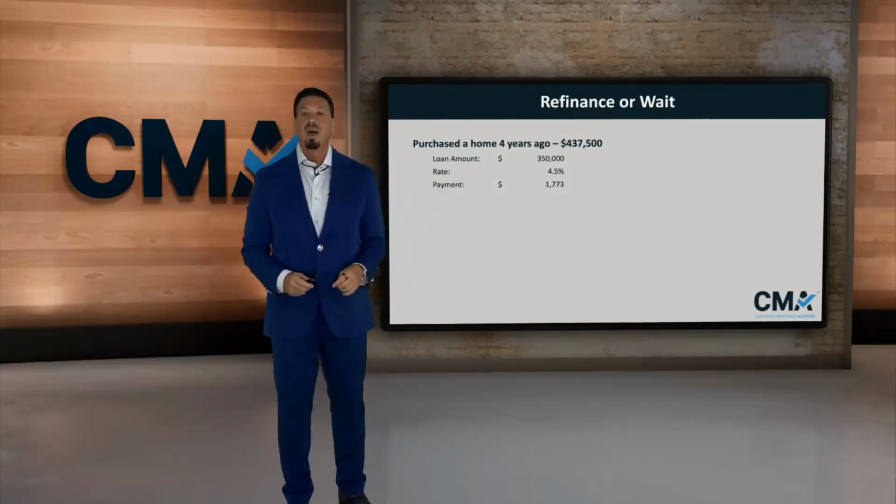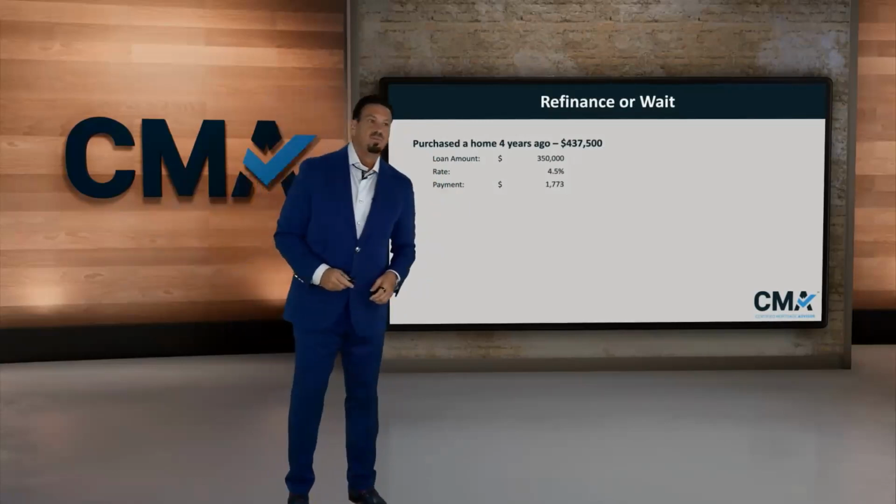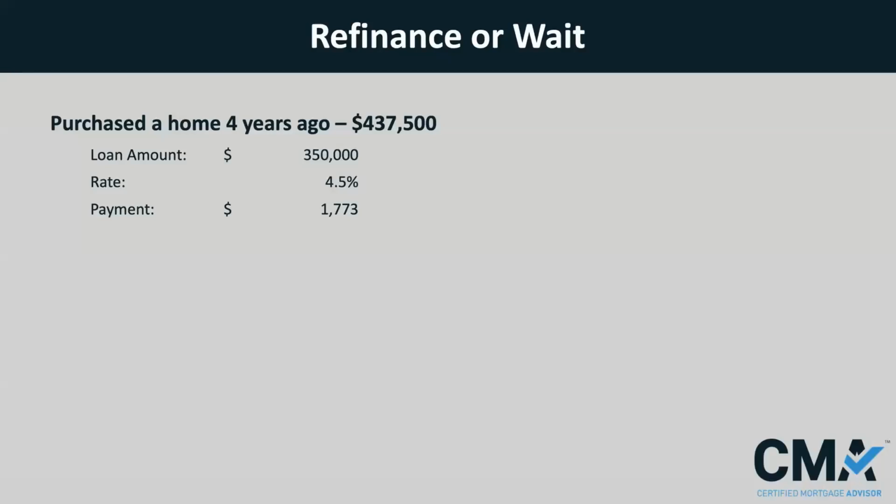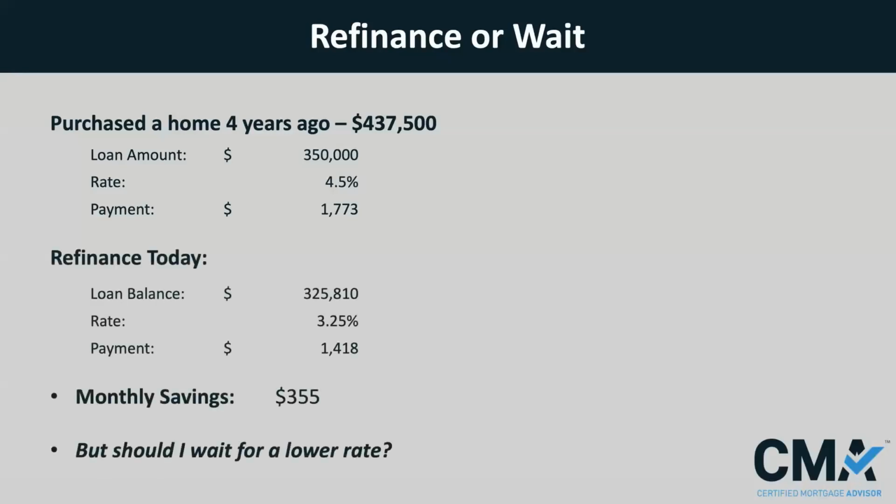You need to be able to do the math and evaluate it. So here's an example. They purchased their home 4 years ago for $437,500. The loan amount was $350,000. The rate was 4.5%. And here's their payment at $1,773. If they refinance today, they could save $355 a month, taking the rate from 4.5 to 3.25.